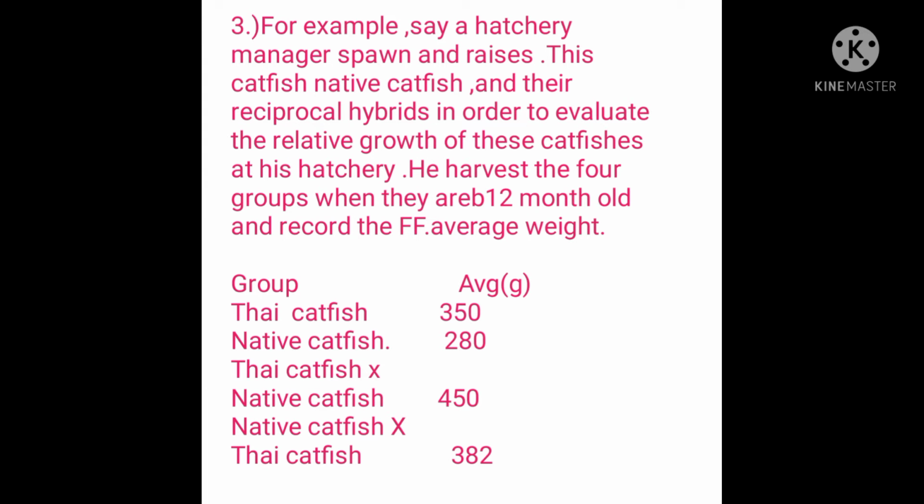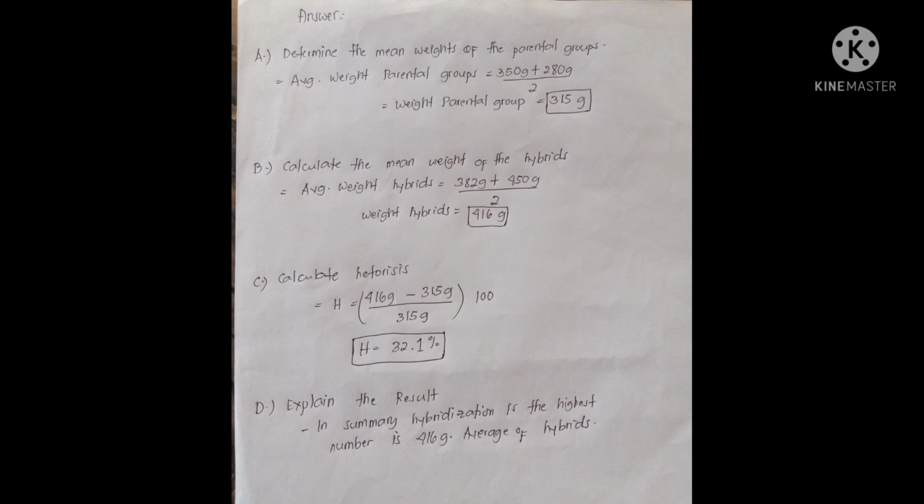For example, say a hatchery manager raises Thai catfish, native catfish, and their reciprocal hybrids in order to evaluate the relative growth of these catfishes at his hatchery. He harvests the 4 groups when they are 12 months old and records the following average weight. Ang group niya is Thai catfish, native catfish, Thai catfish, native catfish, and Thai catfish. Average niya is 350. Sa Thai catfish, native is 280. The hybrid catfish is 382. Determine the mean weight of the parental groups.